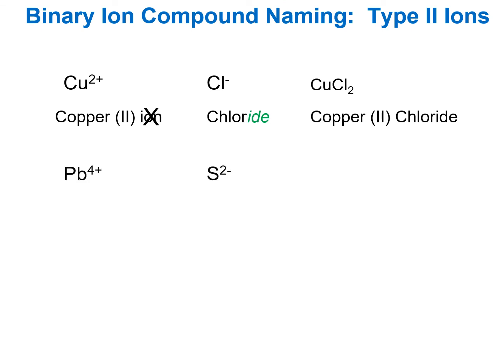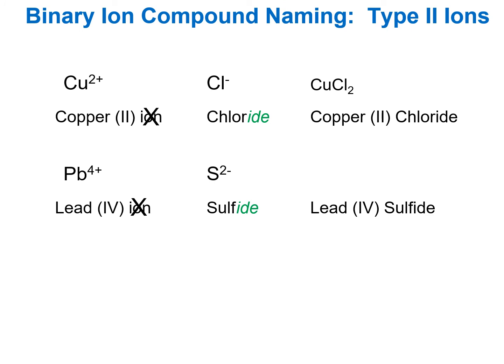Let's try another one. All right, here we have lead, and we have S. We're going to have to look up S. But let's deal with lead for a moment. So we have lead with a positive 4 charge. What are we going to call it? Well, we're going to call it lead 4 ion. All right, S. Hopefully you can take a minute and look up S in the periodic table. S does not stand for sodium. S stands for sulfur. There's a couple of ways to spell sulfur. I'm going to use the one with an F. So the root part of that word is going to be sulf. So it would be sulfide. I'm going to get rid of the ion, and you got it, lead 4 sulfide.